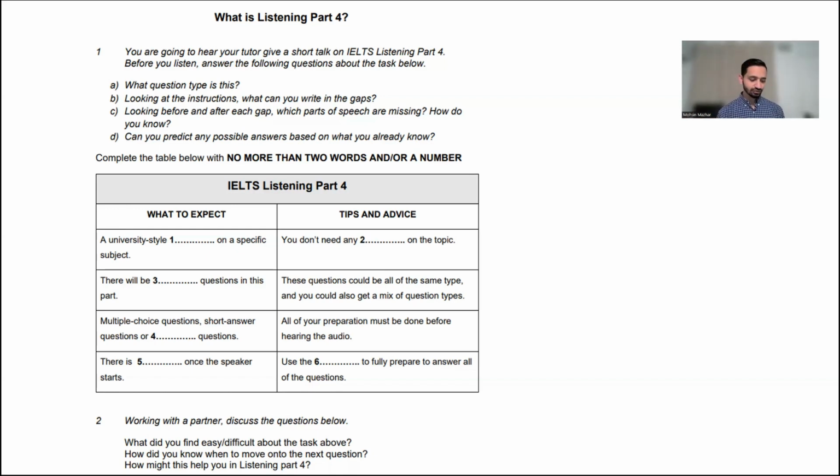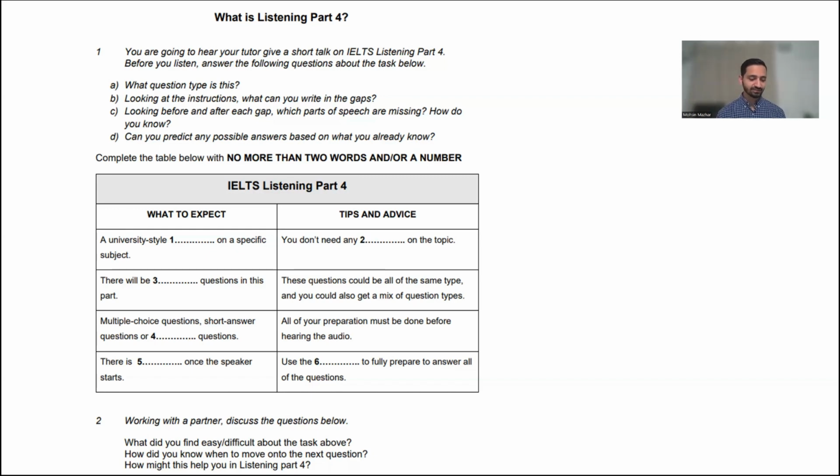So let's just do this activity. I'm going to read it out to you and then you will write. So again, reading the instruction very carefully, no more than 2 words or a number. Fill in the gaps. I'm going to read this to you and then you're going to fill in the gaps here. Welcome to today's talk, part 4 of the listening section of IELTS. We'll look at its style, format, as well as share some key tips for preparing to listen.